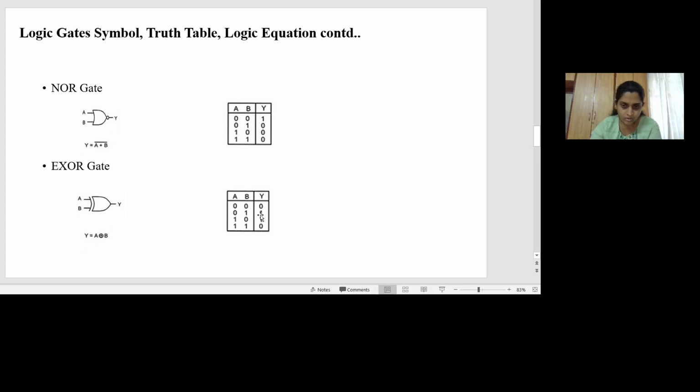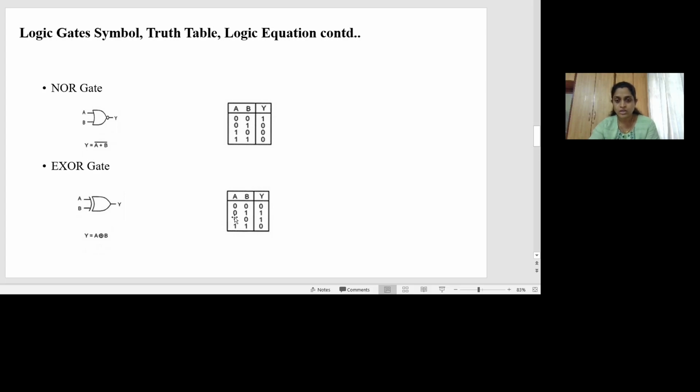Here, looking at the truth table, you can see when both the inputs are 0, the output is 0. In the last combination, when both the inputs are 1, the output is 0. Otherwise, the output will be 1. In other words, we can say the output of XOR gate is 1 only when both the inputs have different values. So this is evident from the truth table.